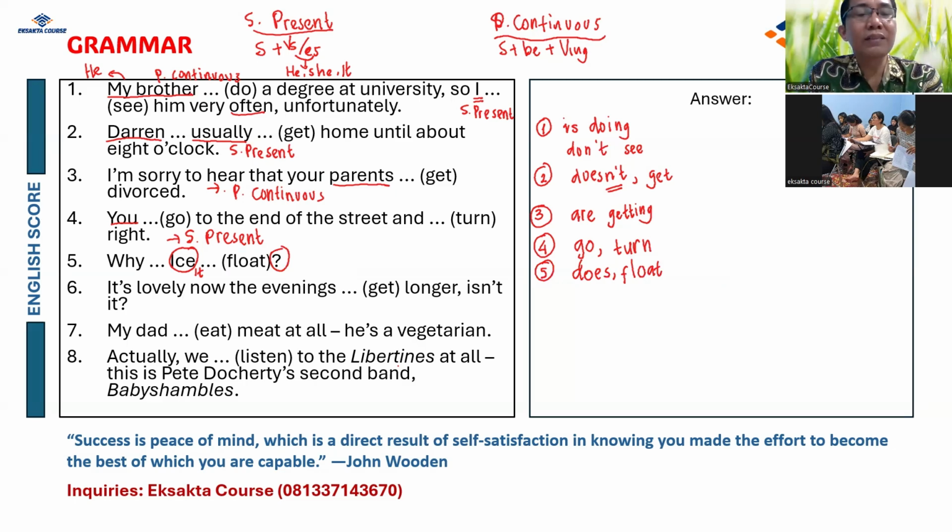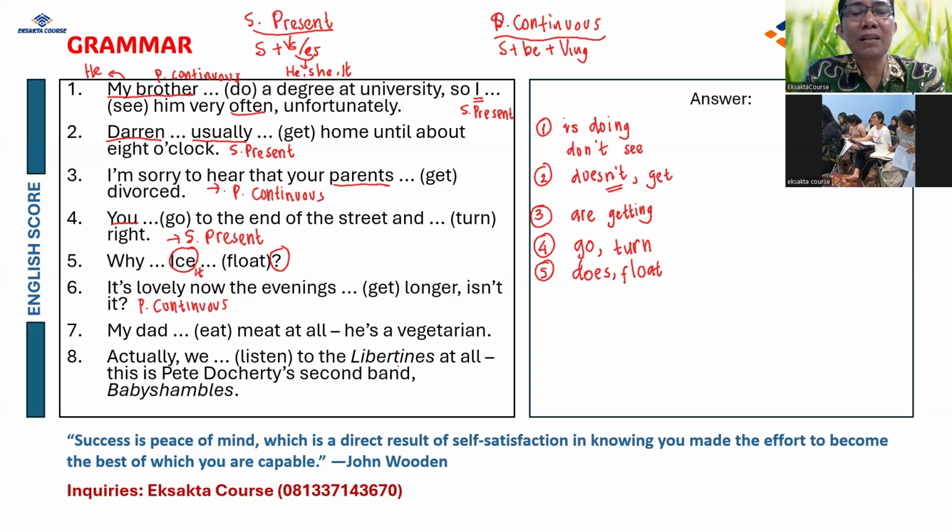Number six, it is present continuous. It's lovely now. The evenings, blank, get longer, isn't it? You know that, isn't it, here is just a question tag to make sure. But our material now is talking about present continuous. It's lovely now. The evenings are getting longer, isn't it?